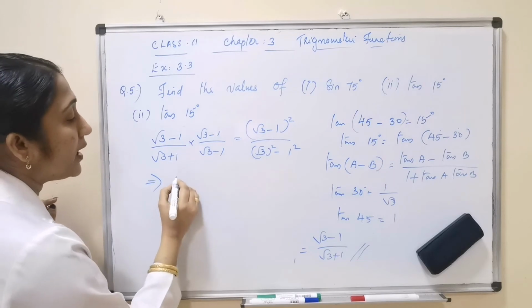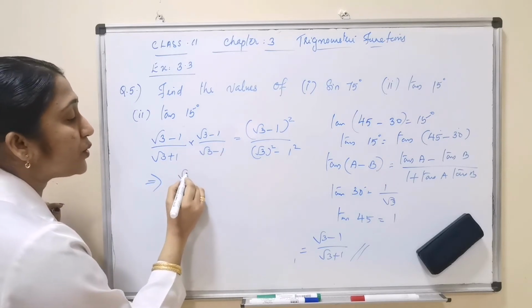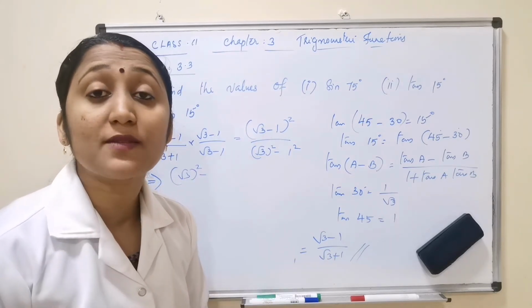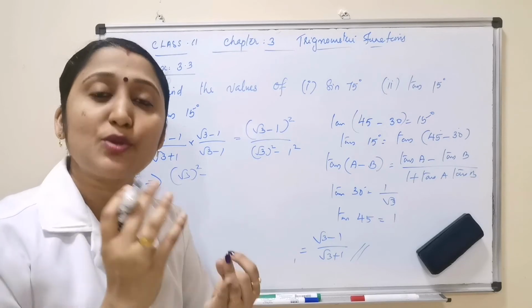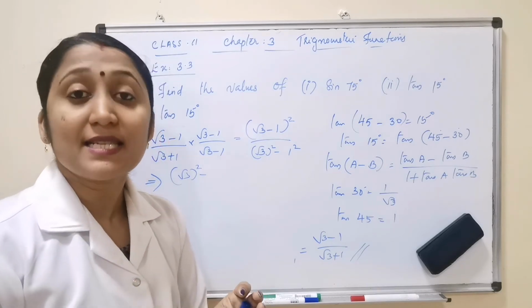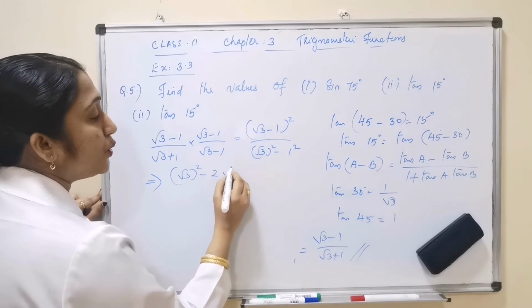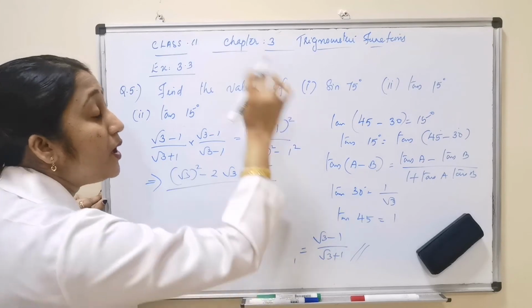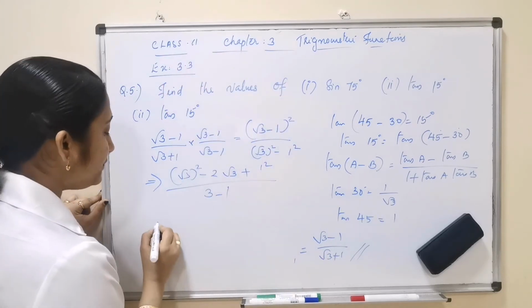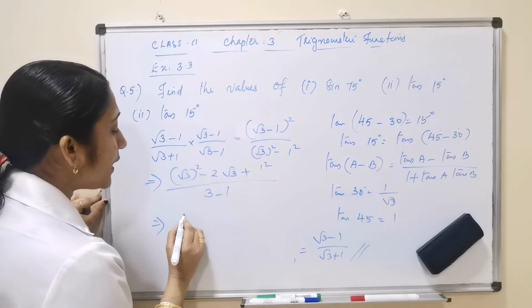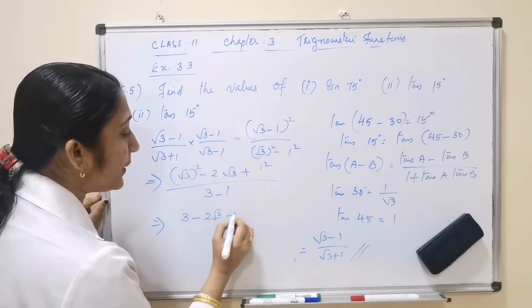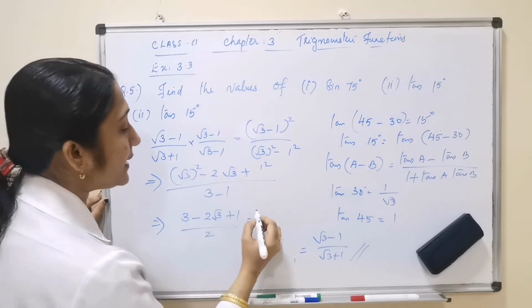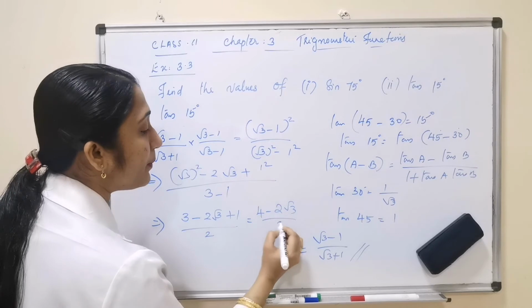Let us simplify. Here, root 3 the whole square minus 2 into root 3 plus 1 square, since (a minus b) the whole square is a square minus 2ab plus b square. We already studied this. The denominator will be root 3 square, which is 3, minus 1. So the answer is 3 minus 2 root 3 plus 1 divided by 2. Here 3 plus 1 is 4, so 4 minus 2 root 3 divided by 2.